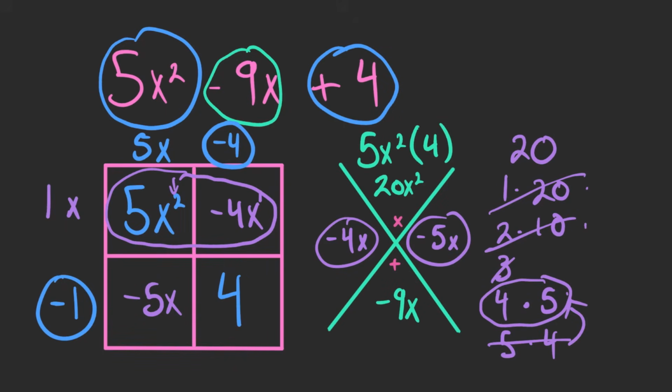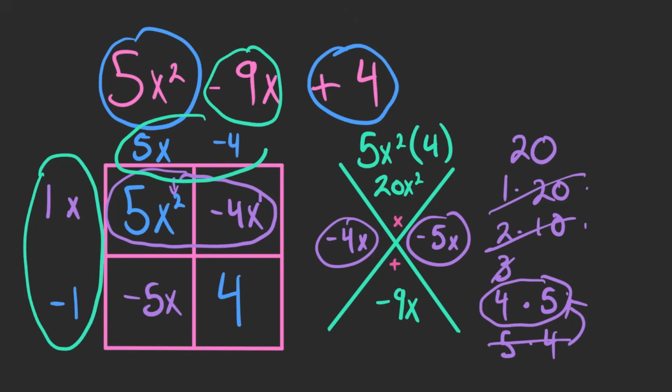Okay, so my factors are these numbers right here. So if I wanted to factor my original equation, this will be 5x minus 4 times, and I'm not going to write 1x, because we usually don't write the coefficient 1 in front of the x. I'm going to write it as x minus 1. And this is your final answer.